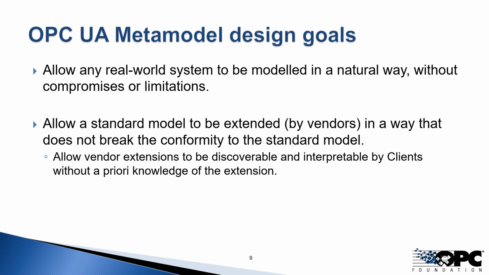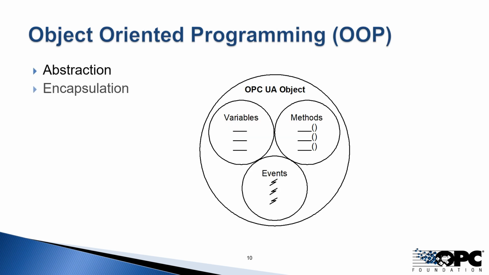And as a corollary to that, to be useful, we wanted all of those vendor extensions, the ones that nobody knew about until the vendor decided to create their information model, to be discoverable and interpretable by clients without a priori knowledge of the extension. So picture this: I wrote an OPC UA client 10 years ago. A vendor this year decided to extend an existing model and add their vendor extensions. My 10-year-old client should be able to discover and understand the extensions from the vendor and use them. So if we could do these two things in OPC UA, we decided we would have the right design.